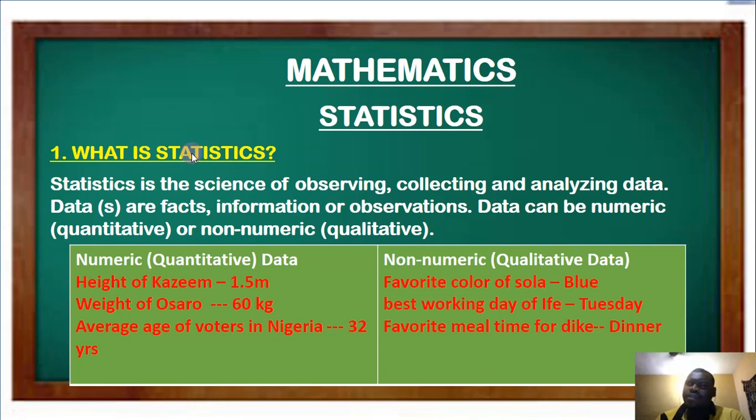You will ask a question: what is data? Data can be facts, information, or observations. Data can be numeric, that is quantitative, or non-numeric, which means qualitative. So data are facts, information, observation.